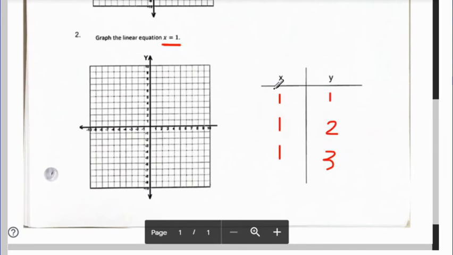So now I'm going to ask you to graph these 3 points on your own. So I want you to push pause on the video right now. Graph these 3 points.